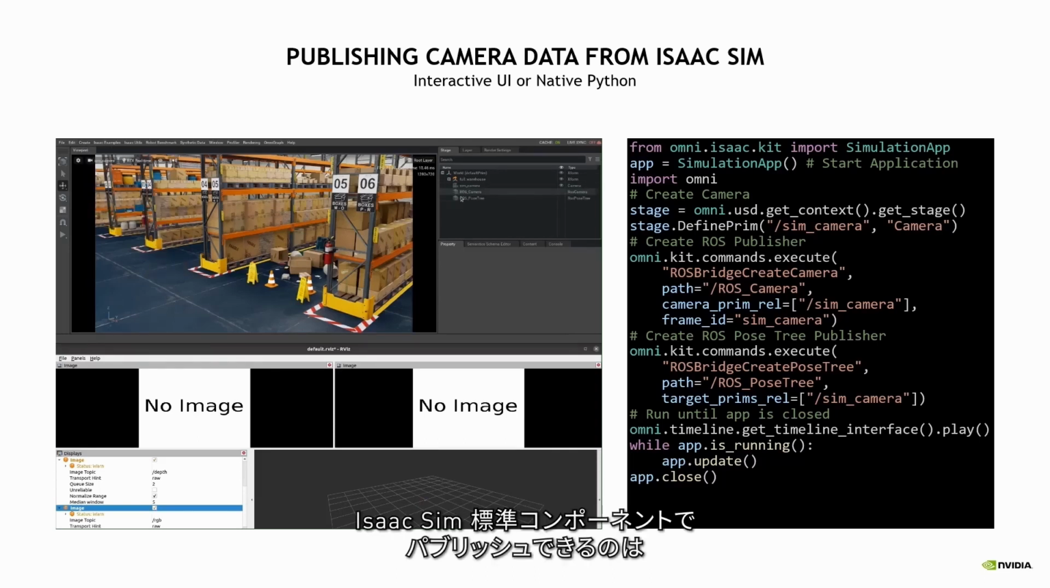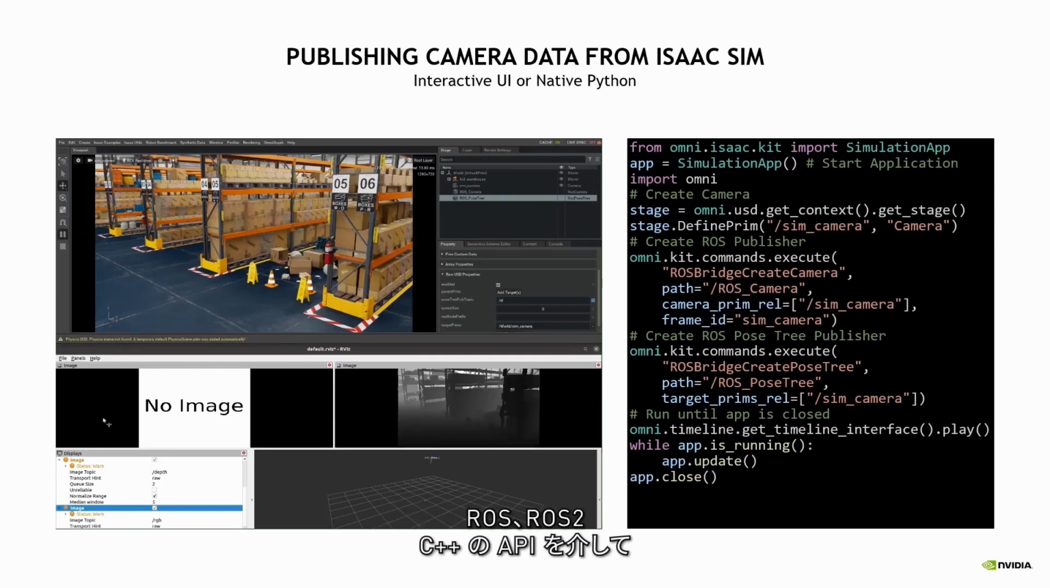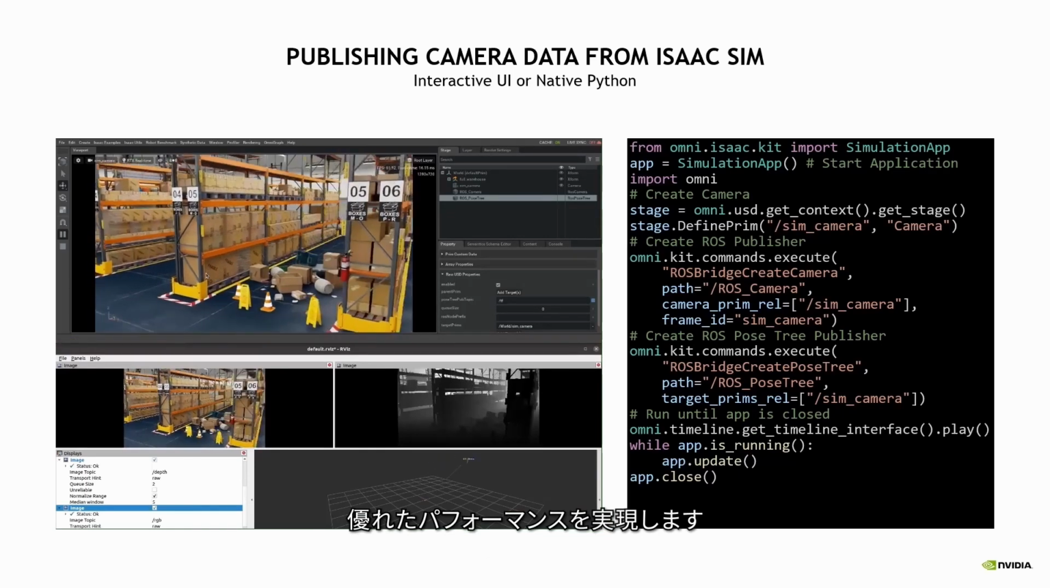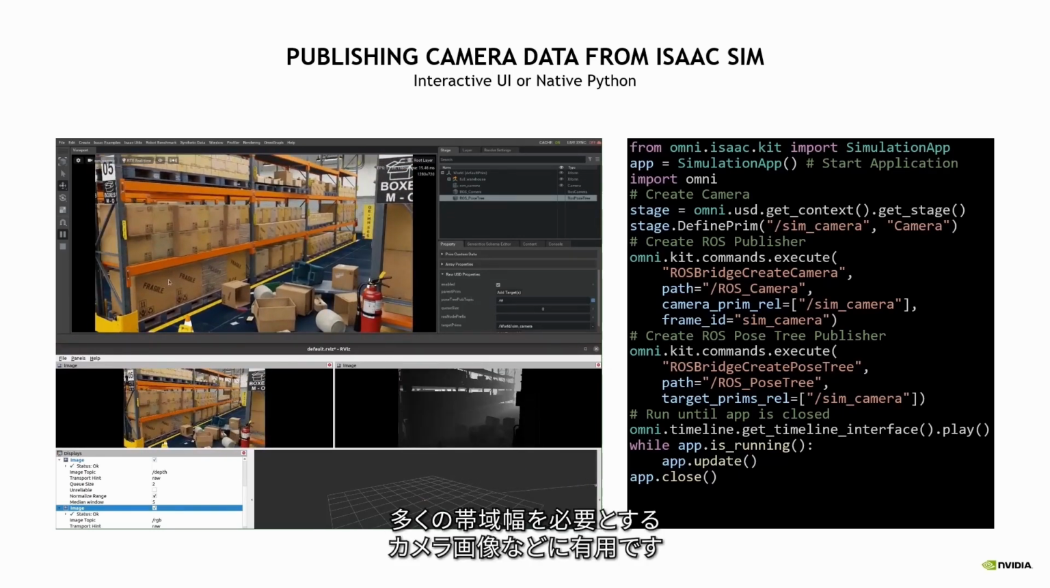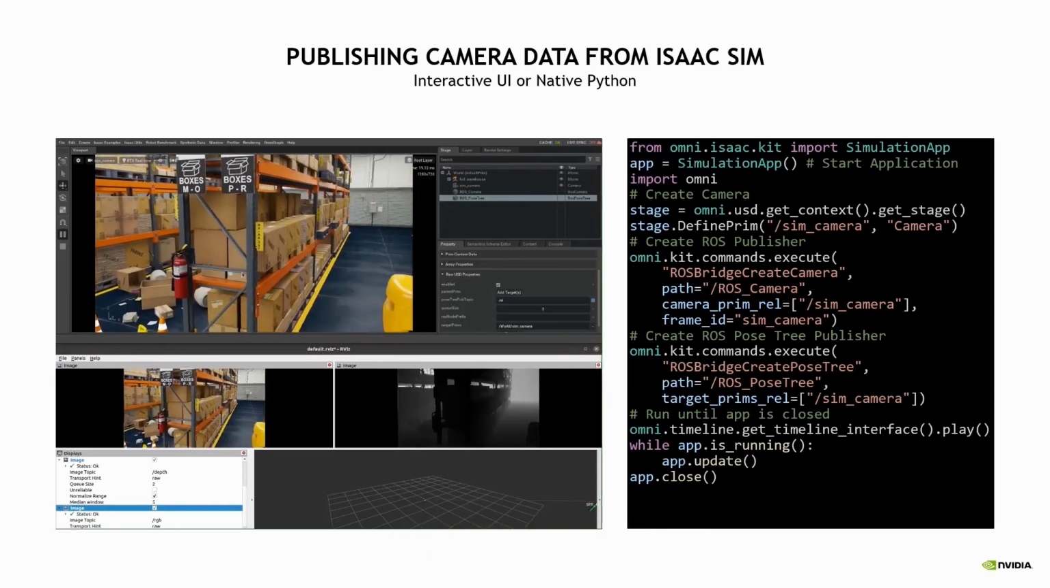Now, Isaac Sim comes with several built-in components for publishing camera, LiDAR, pose tree, the ROS clock, joint states, etc., which go through the ROS and ROS2 C++ APIs to provide better performance for publishing, especially for things like camera images, data that requires higher bandwidth.